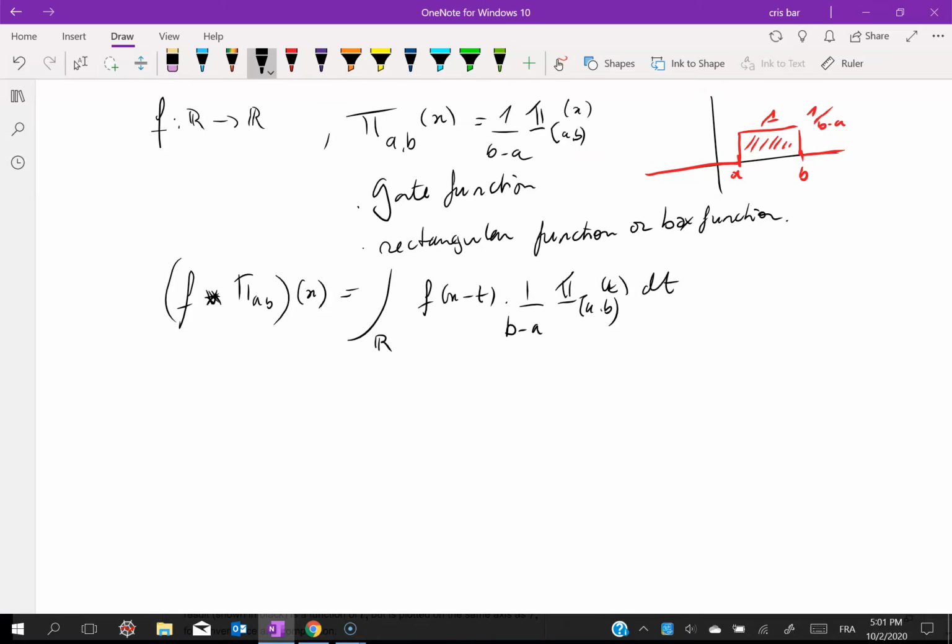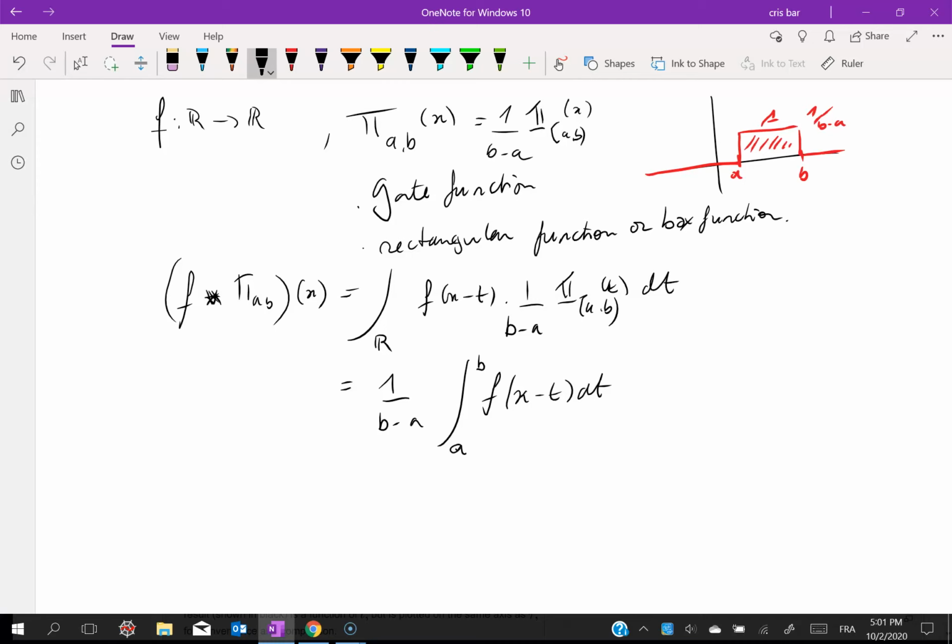Let's work on that. First, I can put my constant outside of this integral. Then I can reduce the bounds of my integral to [a,b] because of this indicator function. And what do I have left? The integral of f(x minus t) dt. Let's get a bit further using this.